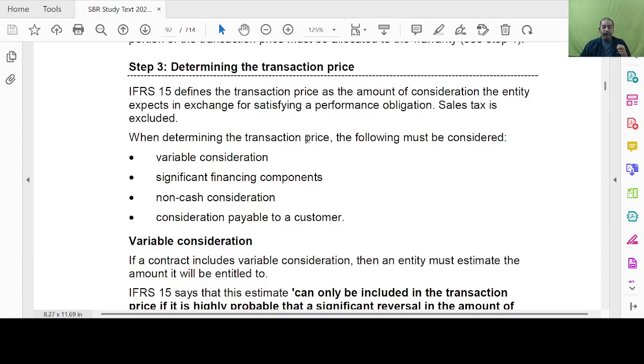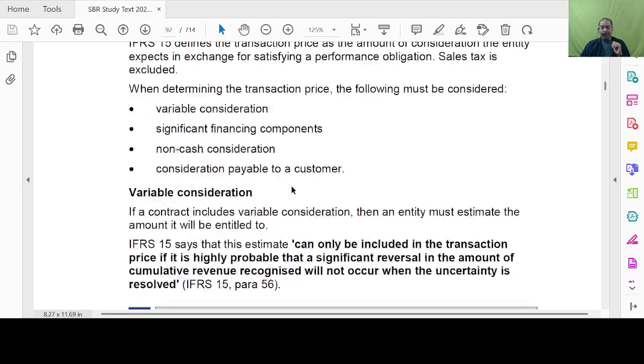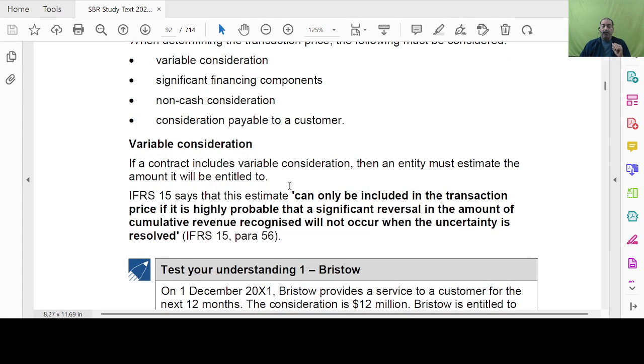When determining the transaction price, the following must be considered. Four things: variable consideration, significant financing components, non-cash consideration, and consideration payable to a customer. Let us look at each one. Variable consideration. If a contract includes variable consideration, then an entity must estimate the amount it will be entitled to.